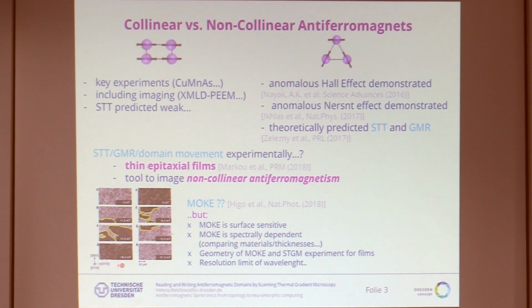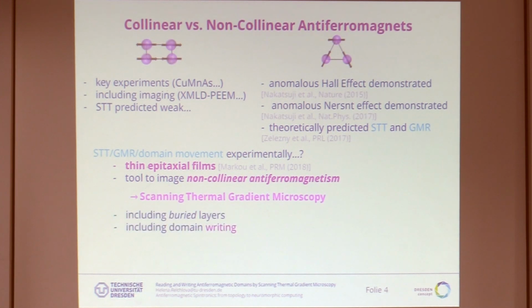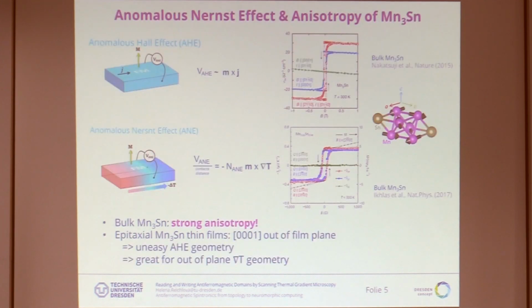Moreover, it's spectrally dependent. So comparing samples of different thickness or slightly different stoichiometry might be tricky. And also the geometry: this one was beautifully shown on the single crystal, where rotation of the material is obviously easy. In our thin films, as I will show, we cannot select which direction points where. So there are certain restrictions which we hope can be overcome by our technique, this scanning thermal gradient microscopy, which is sensitive also to the buried layers, and I will show that it can also be used to write the magnetic pattern to the sample.